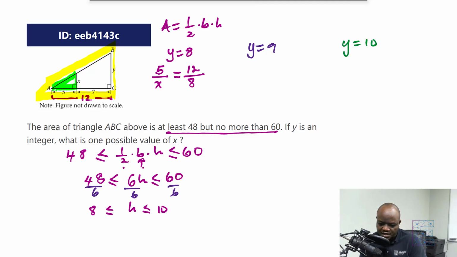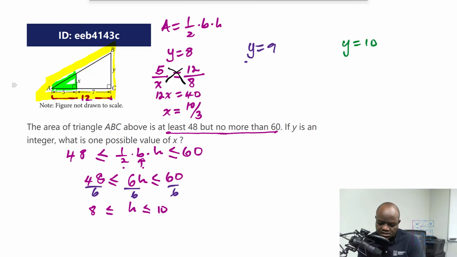Remember, you can cross multiply in this scenario. This times this equals this times this. We're going to end up having 12x equals 40. Divide both sides by 12, and you're going to have 40 over 12, which simplifies to 10 over 3. So that's one of the 3 solutions that are possible, right? Let's go ahead and work it out for when y is 9.